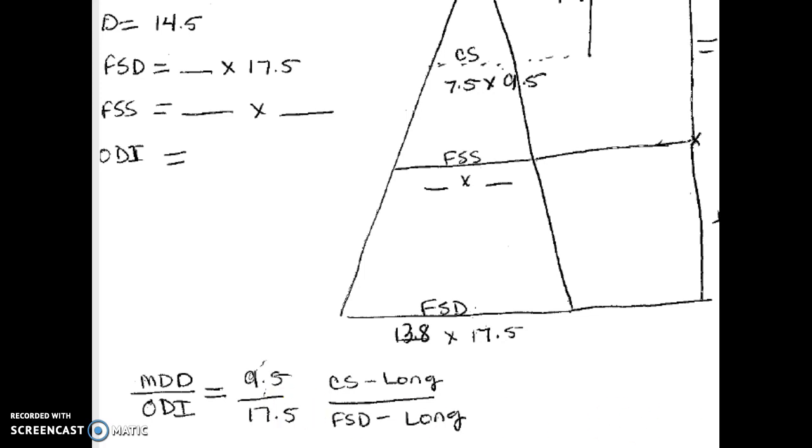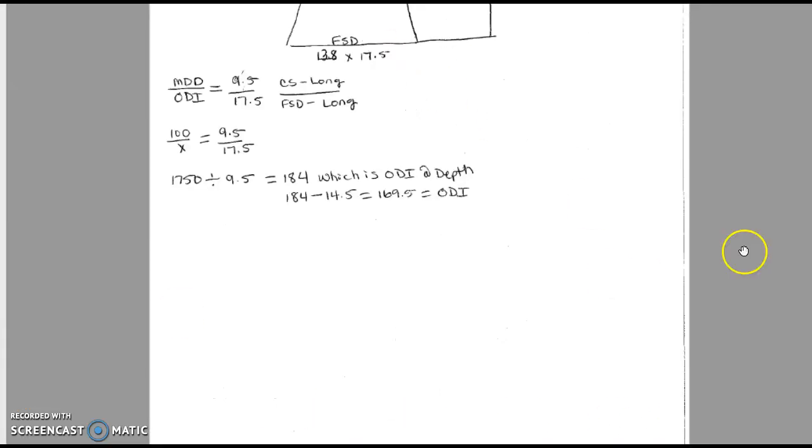If you work that problem, you're going to see that 100 over x equals 9.5 over 17.5, which is 1750 divided by 9.5, for a total of 184 centimeters, which is equal to the ODI at depth. To find the ODI reading, we're going to subtract the depth, and we're going to come up with 169.5.